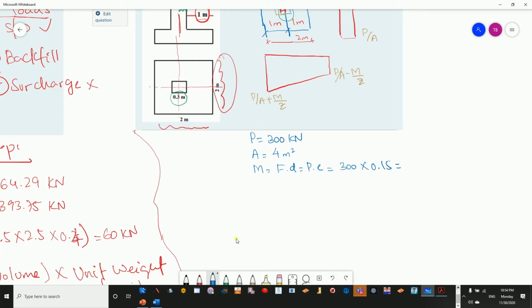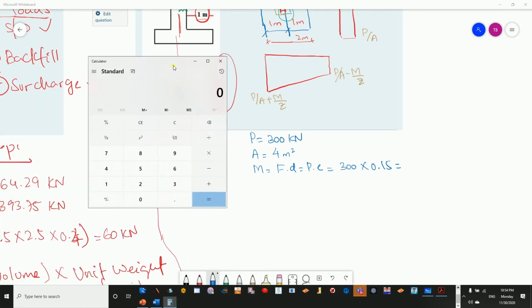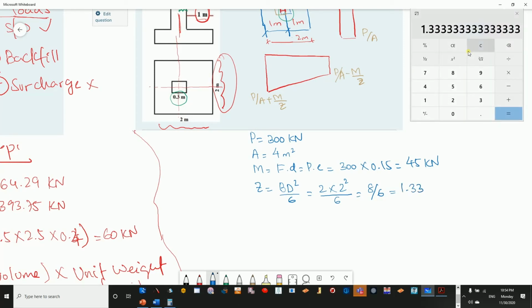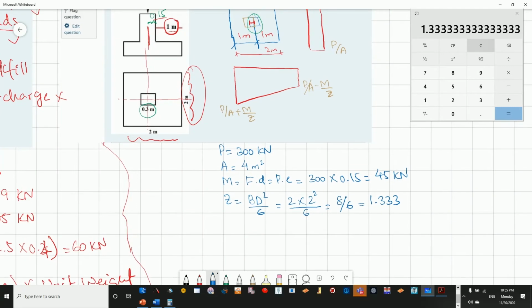So if we multiply, we have 300 into 0.15, that is 45 kilonewton meter. Now we need to calculate Z, and we explained that Z is B D square over 6, where B is the width and D is the length. So we are talking about 2 into 2 square divided by 6, so 8 divided by 6, that is around 1.33.